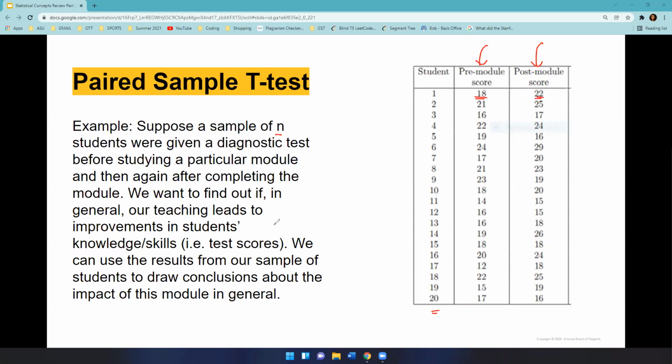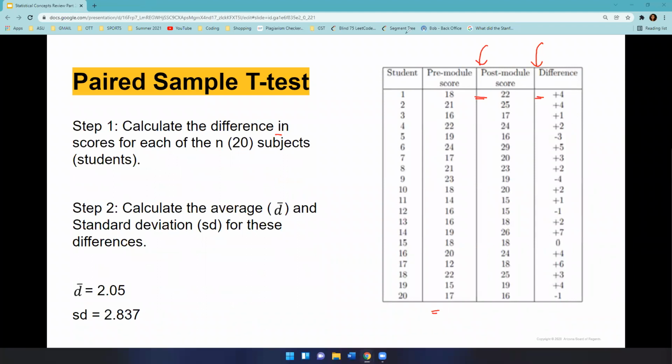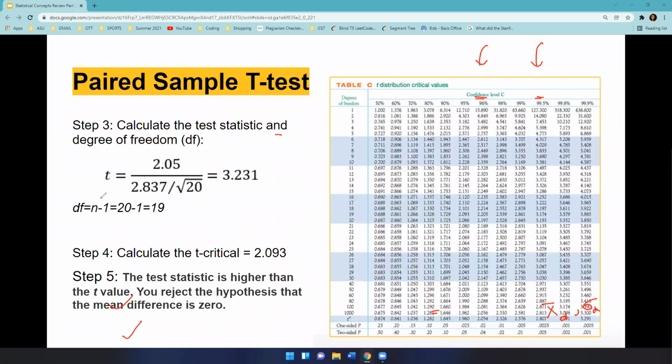So now the teacher wants to see whether the module is helping the students or not. So we can quickly perform this paired sample t-test. The first step is to calculate the difference. So we'll calculate the difference of the pre and post. And once we have the difference, we'll calculate the average of the difference, x of d, and then we'll calculate the standard deviation of the difference. And once we have those two values, right here is the average and the standard deviation, we'll just put them into the t statistic formula.